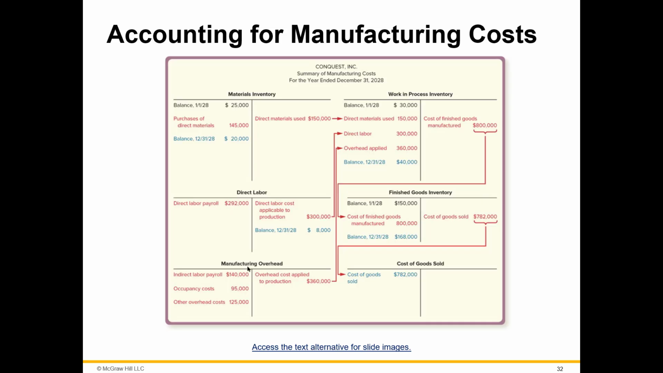All right, now we have manufacturing overhead, these indirect costs, and these get applied to overhead as well. And so here is what we've invested. Here is what we have finished. So we're going to move these $800,000 to cost of finished goods. And we sell 782 of them. And that's what's going to show up in cost of goods sold. So you can kind of see what those look like.